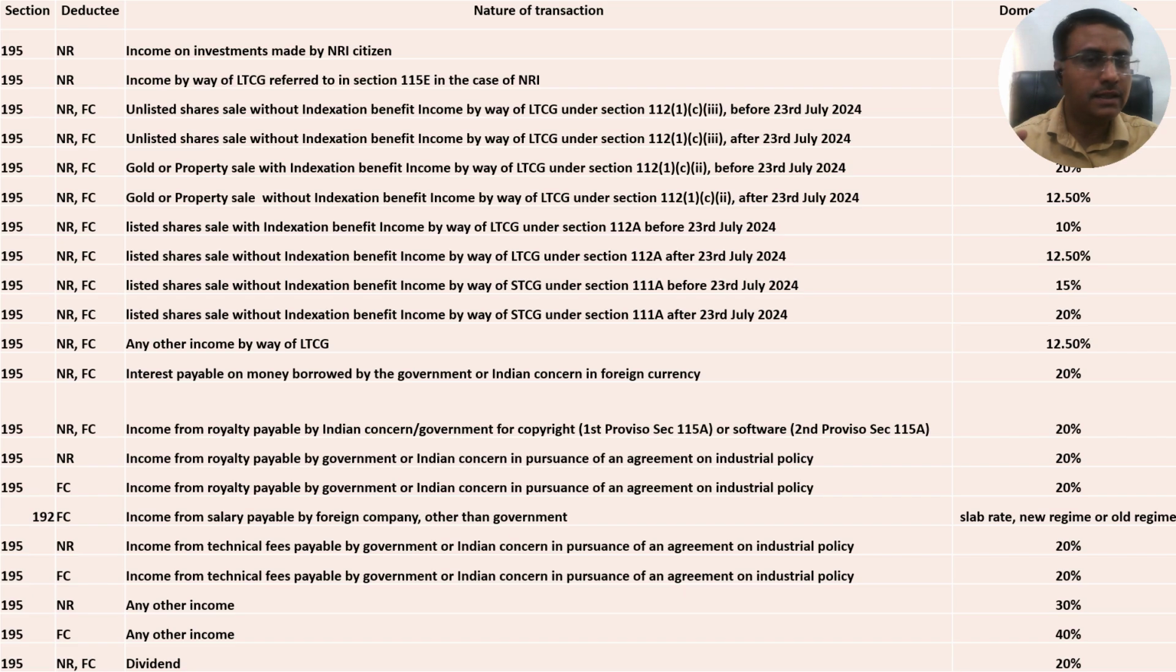Normally the tax rate on this slide is 12.5% with effect from 23rd July, and it depends on royalty, fee for technical services, and dividend also. Normally, corporate DDT is over. Now the dividend is taxable in the return of the shareholder. So it depends on the transaction and the facts of the case.